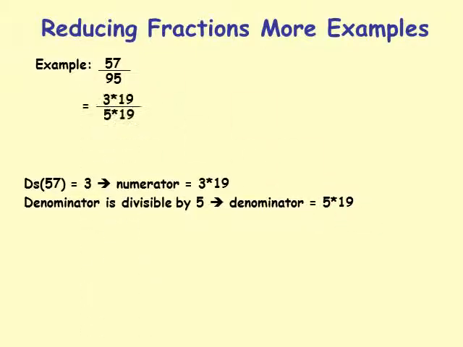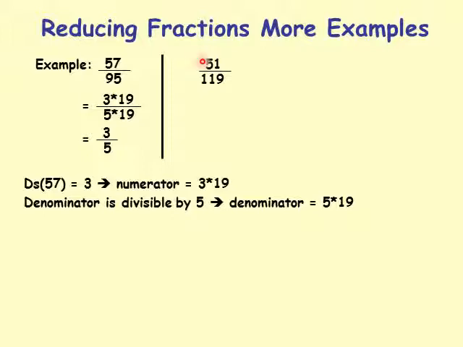Let's see what happens. I can represent 57 divided by 95 with a numerator of 3 times 19 and a denominator of 5 times 19. 19 is a common factor which I can take out. So my 3 by 5 is my reduced form. 3 and 5 are relatively co-prime, and that's my final reduced form. That means 57 divided by 95 reduces to 3 divided by 5. Let's continue with another example here.